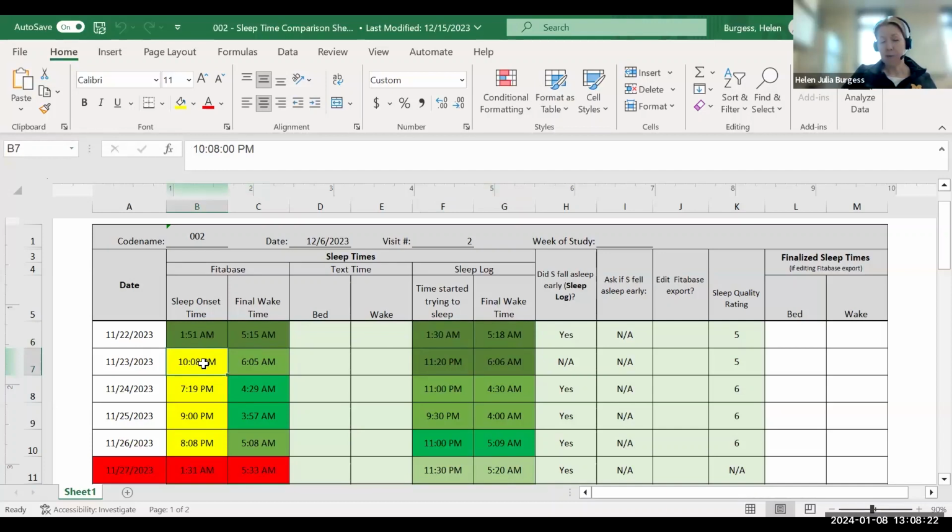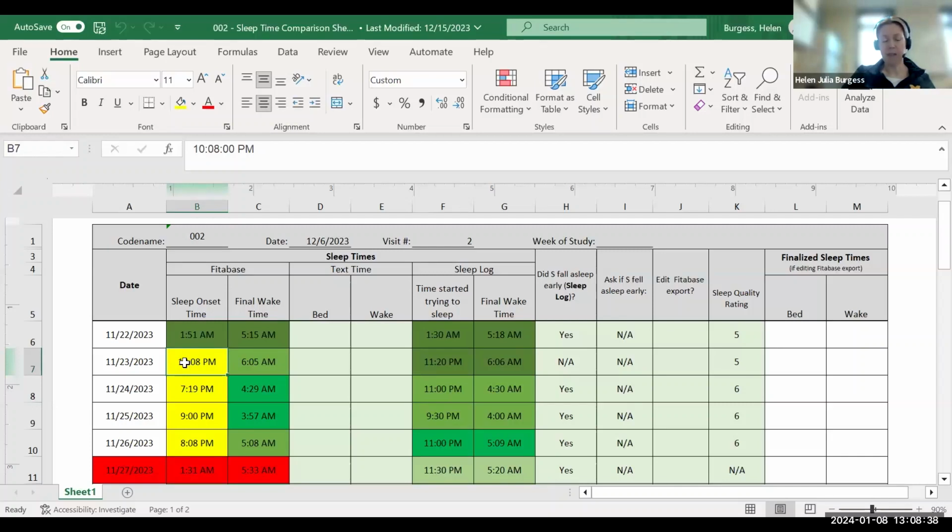In some cases that we've seen this, we have determined that the participant essentially watched a movie or TV at 10 o'clock and then got up and went to bed, and Fitbit incorrectly decided that this was sleep.